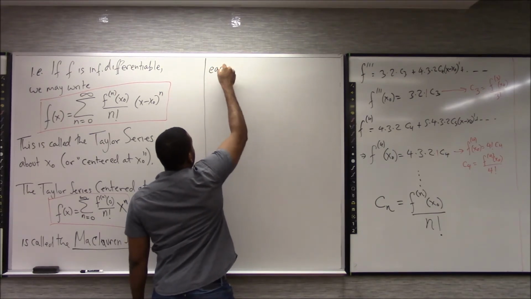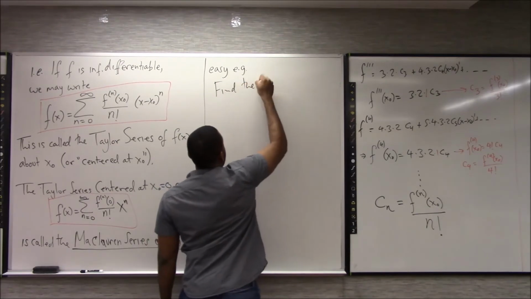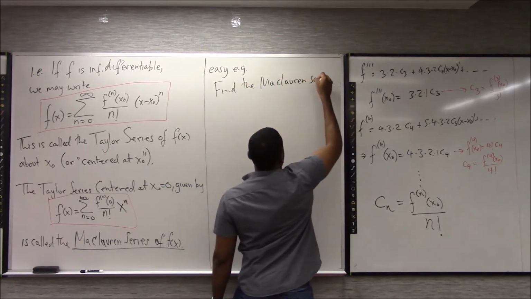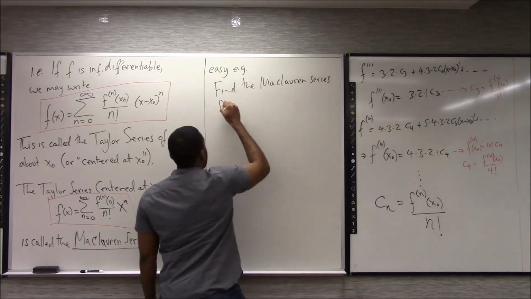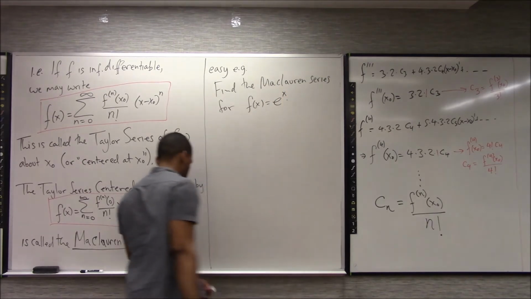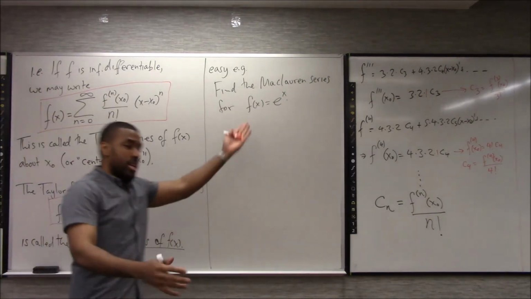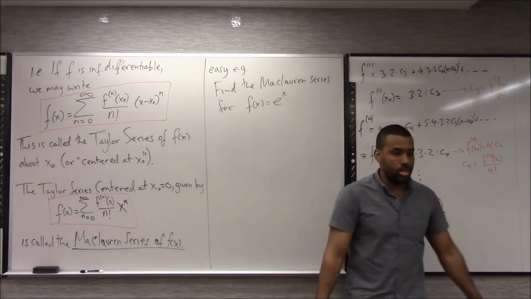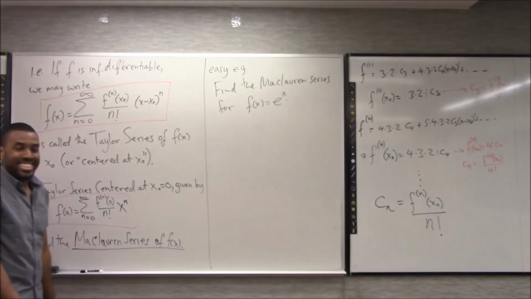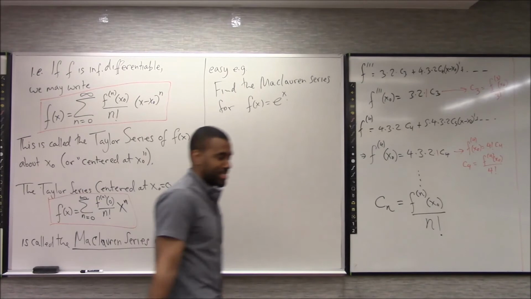Let's do an easy example. Find the Maclaurin series for f of x equals e to the x. So good luck making that look like 1 over 1 minus x, but it doesn't matter. E to the x is easily differentiable. It's the easiest thing to differentiate. It doesn't change, right? Besides 0, it's the easiest thing to differentiate.